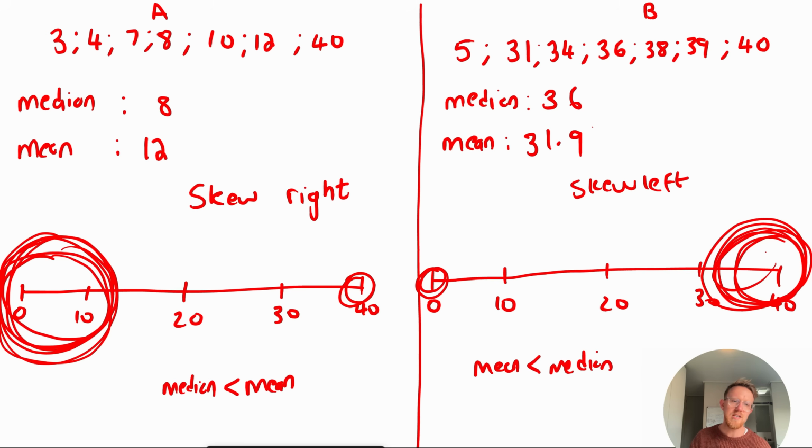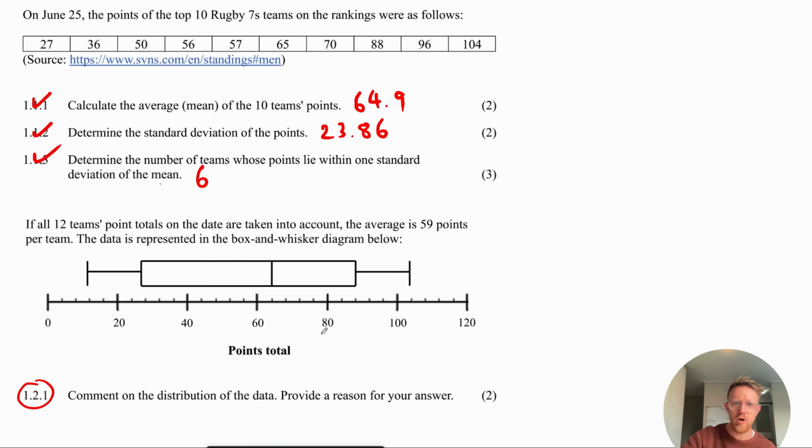A quick way, if we go back to this question, to work out whether we are skew left or skew right is to look at the mean and then look at the median. The mean is your average. They told us that that's 59. Your median on a box and whisker is the number in the middle, which is going to be over here. Now, if you look carefully, this is counting in fours.